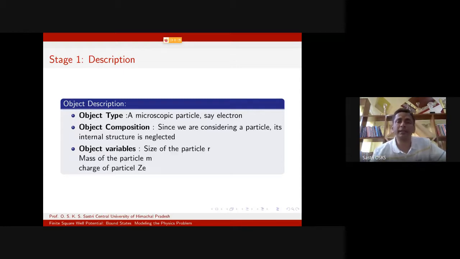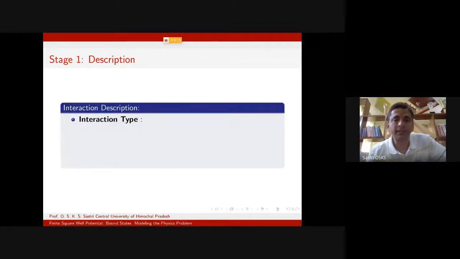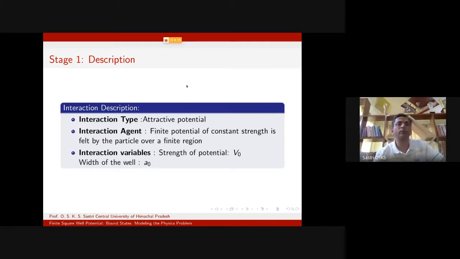The variables are basically the mass of the electron, which is very important, and the rest of the two are not very important for the problem we are considering right now. Then comes the interaction. We have an attractive potential, and the interaction agent is a finite potential of constant strength felt by the particle over a finite region. One way of drawing that is you make it 0, then minus V naught, and then again 0. Or the other way around is you just shift the axis. We can try both ways.